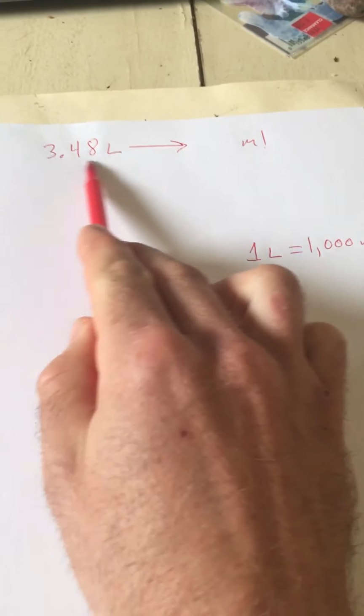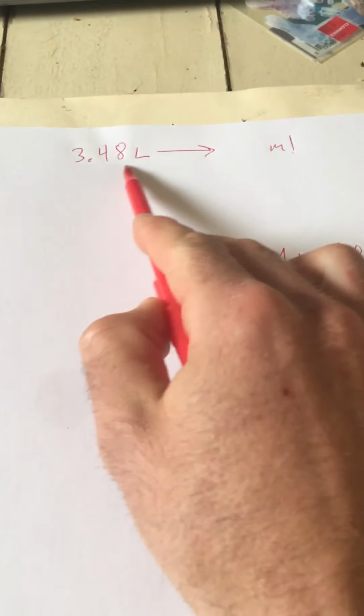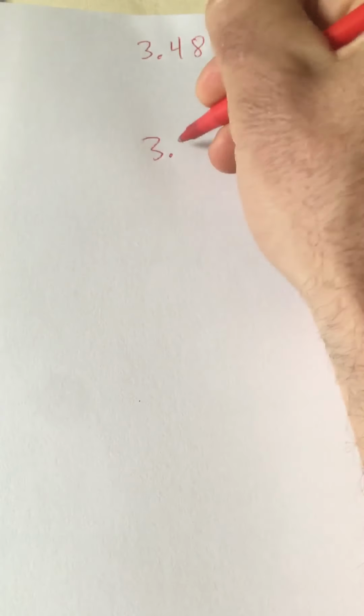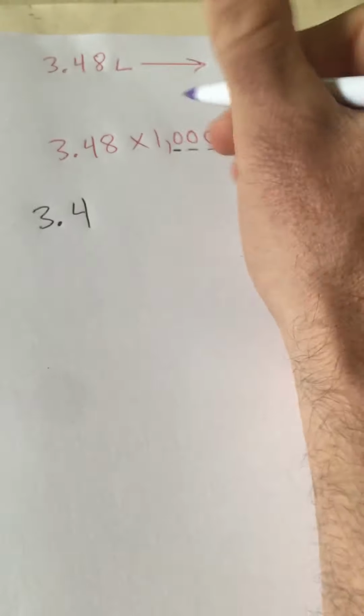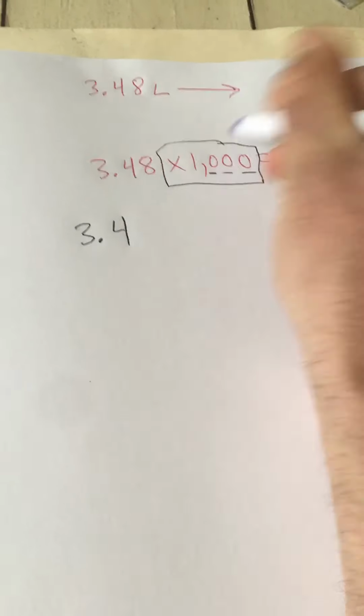So we're going to multiply this number times 1,000 because every liter has 1,000 milliliters. So we're going to multiply 3.48 times 1,000. And that will tell us how many milliliters we have. Okay? So to multiply by 1,000, we're going to move that decimal point 3 places, and we're going to make it bigger. We're multiplying by a whole number, 1,000.